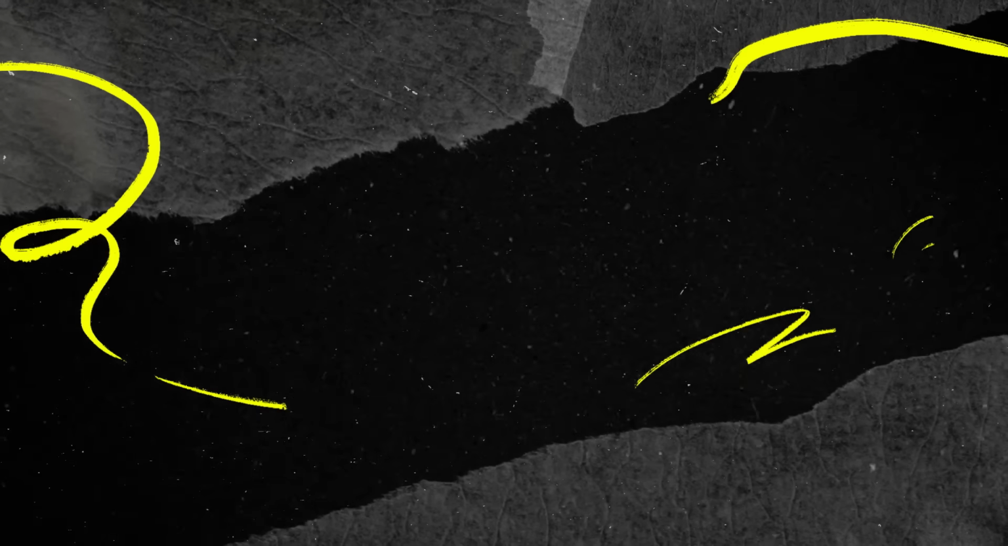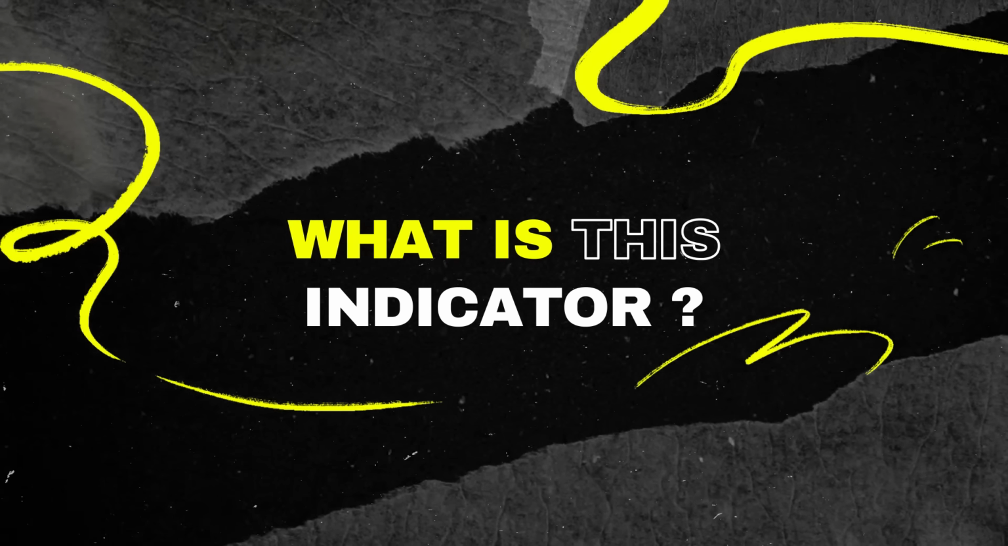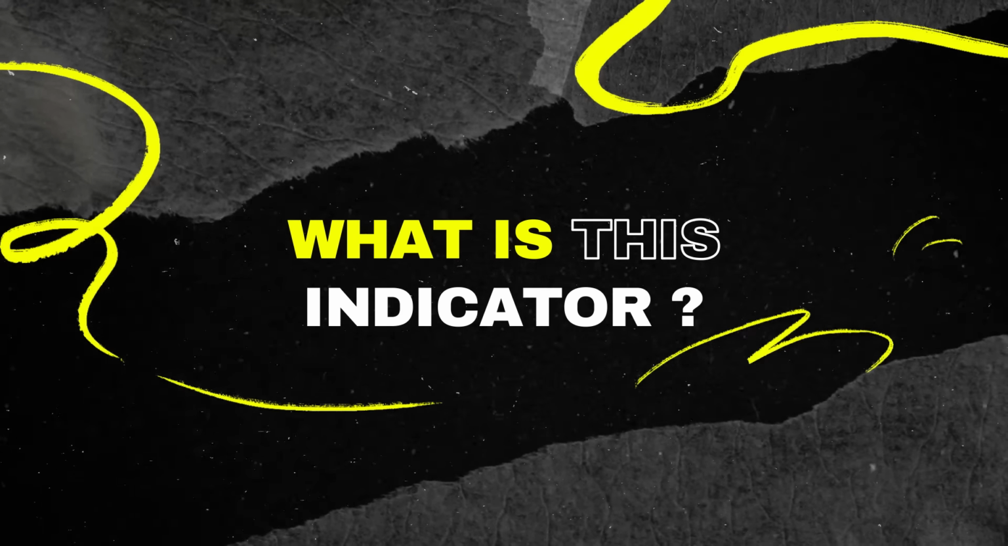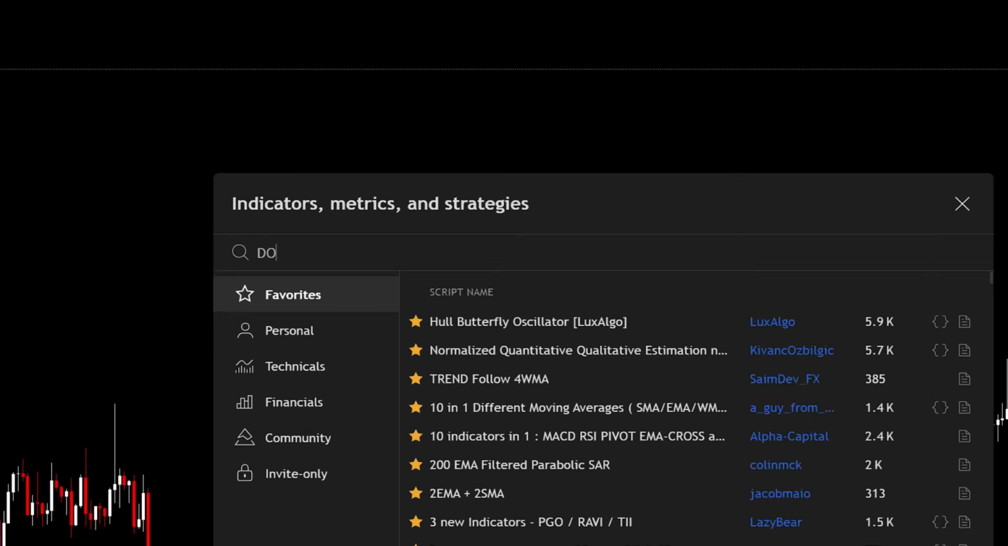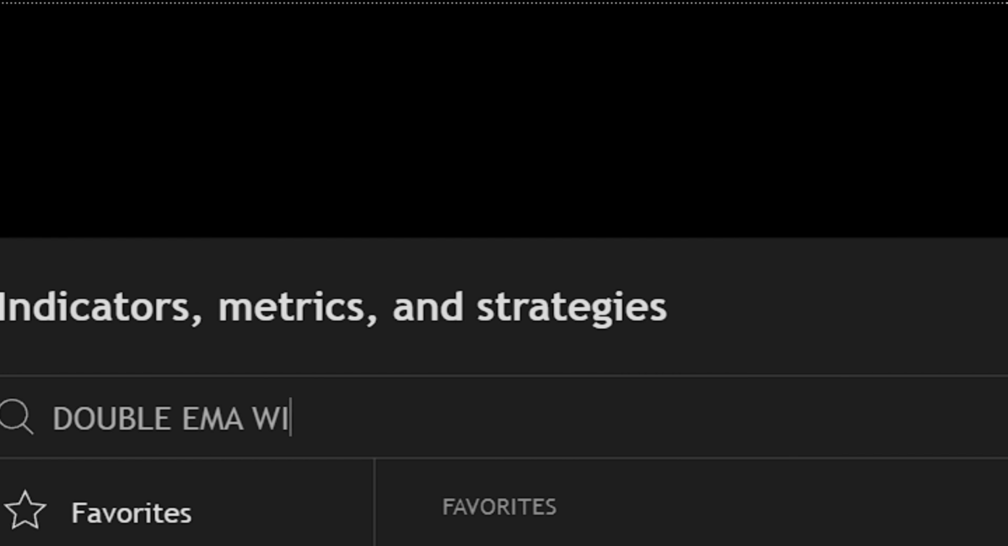Alright, so what's the name of this indicator? It's the Double EMA with Pullback Buy-Sell Signals. Adding it is easy. Just head into TradingView, click Indicators, type it in, and select it from the list.